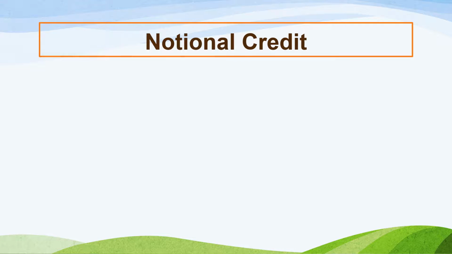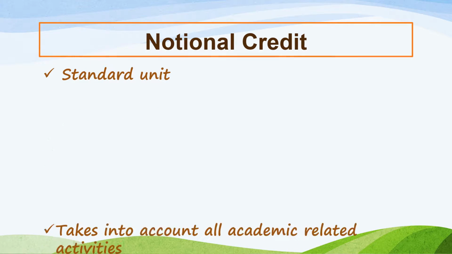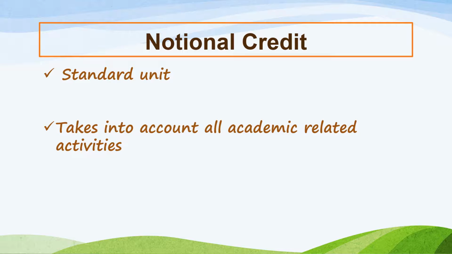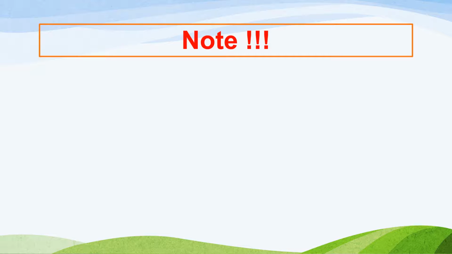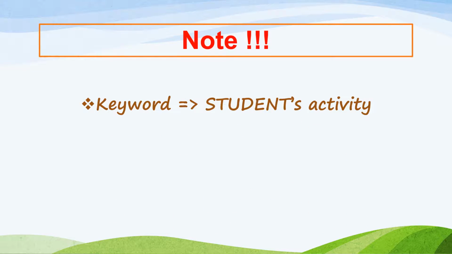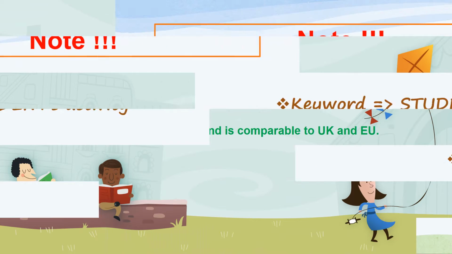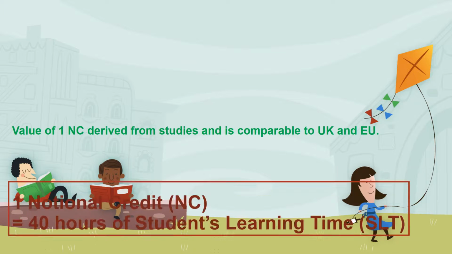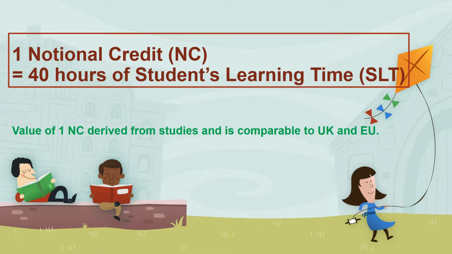One is notional credit. Notional credit is the standard unit that takes into account all academic-related activities performed by the student, regardless of the teaching mode. Remember, the keyword is student's activity, not the lecturer. For your information, one notional credit is equivalent to 40 hours of students' learning time, or simplified as SLT.